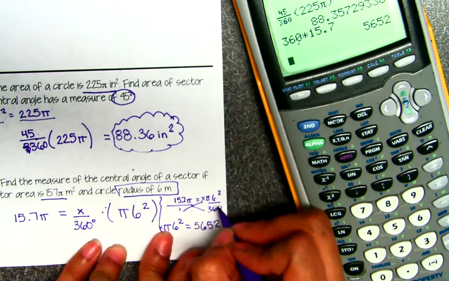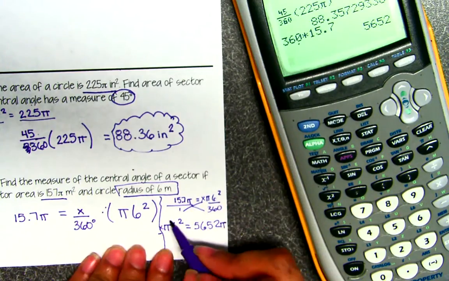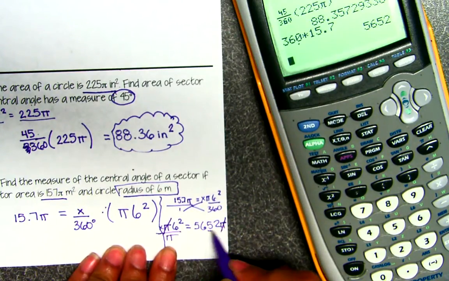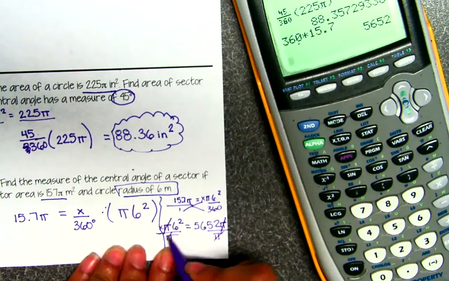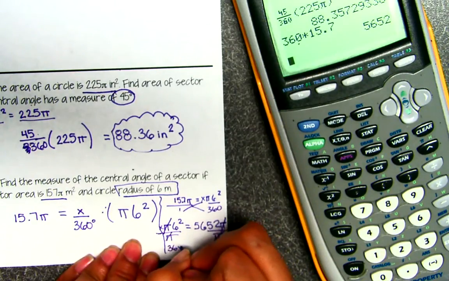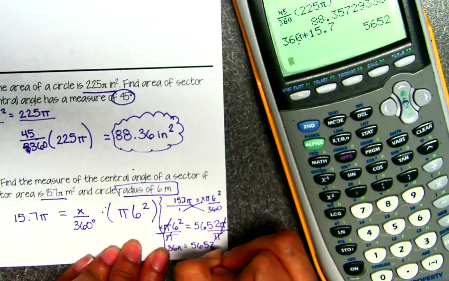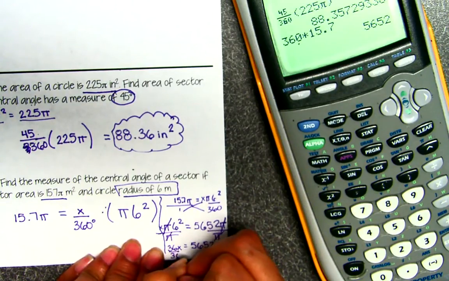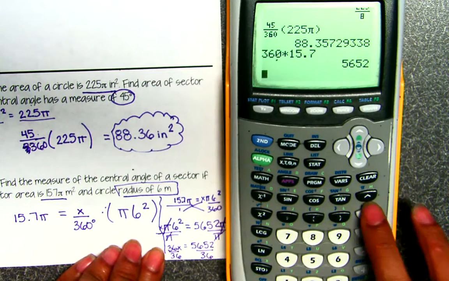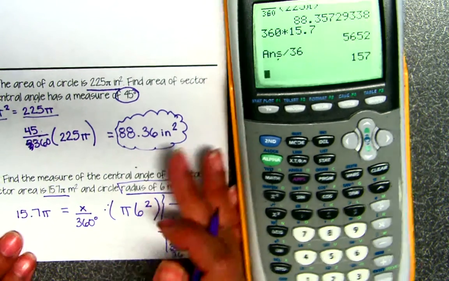Now, do you see how I have pi right here? So I'm going to put pi right there. So what happens to pi when I have it on both sides? We cancel it out. Okay, so I have 6 squared is 36x equals 5,652. And when I divide by 36, that'll give me 157.